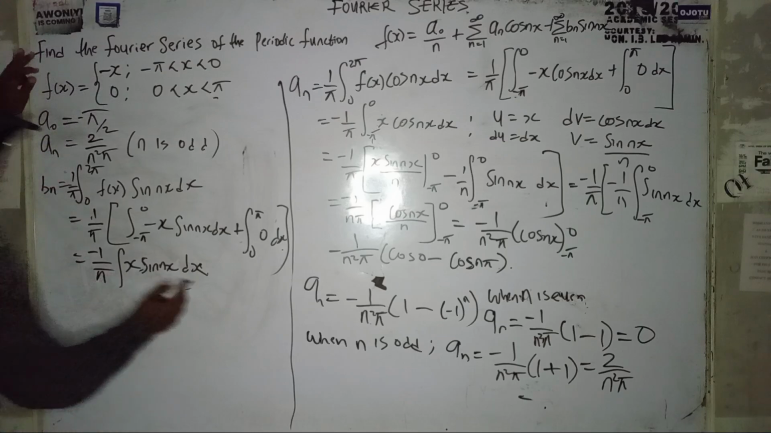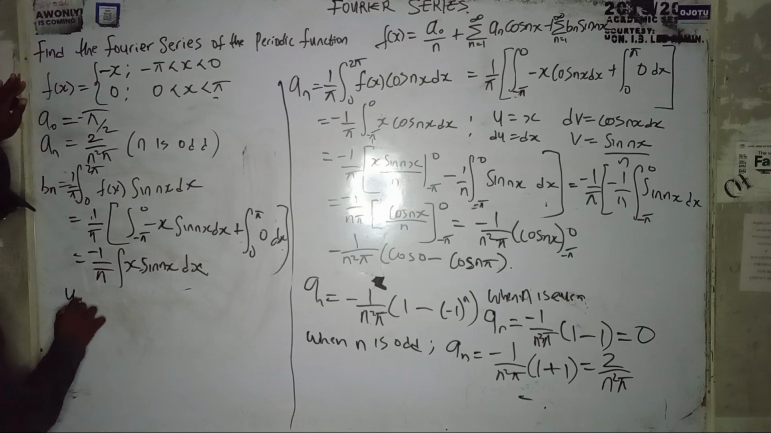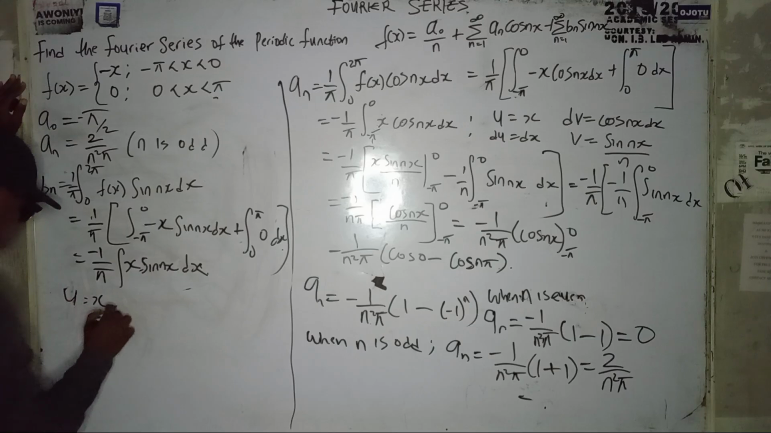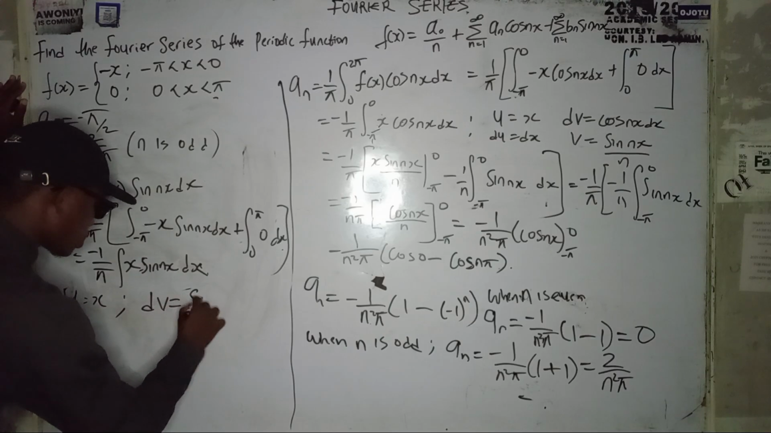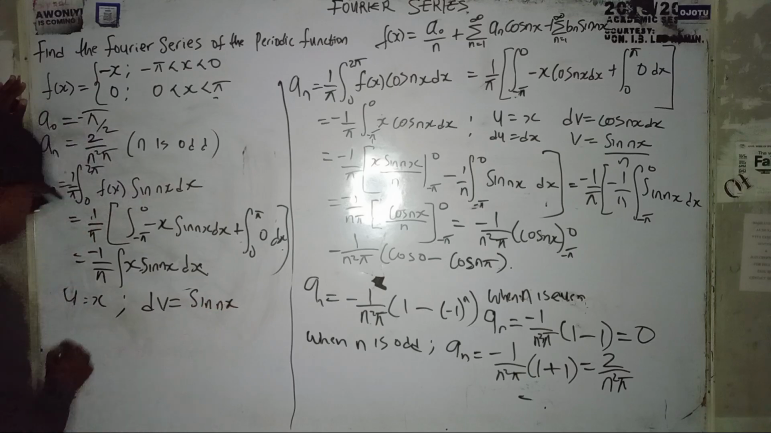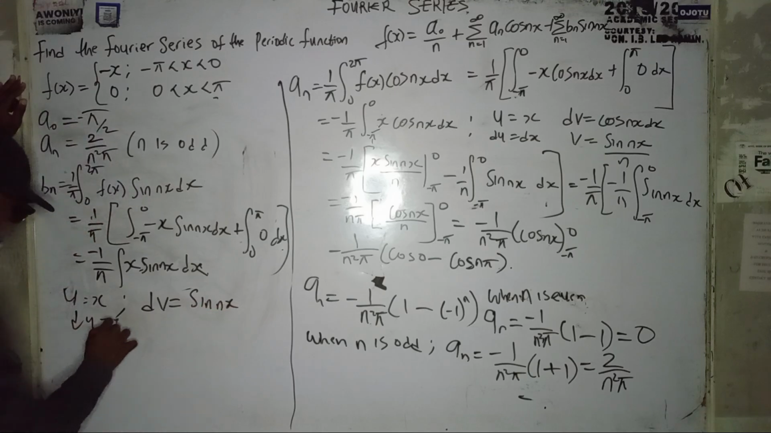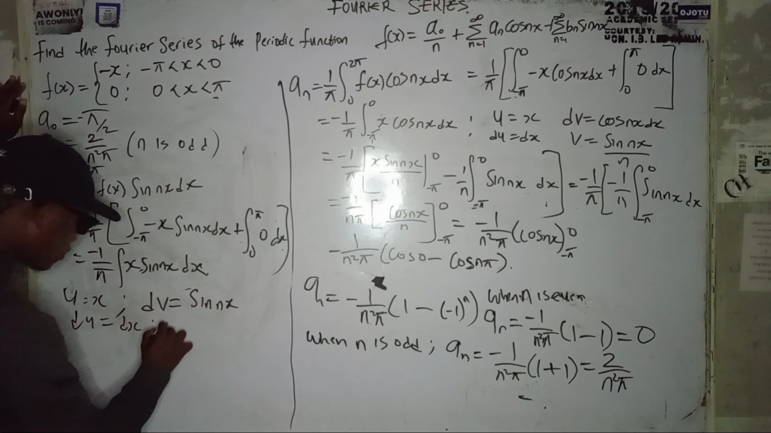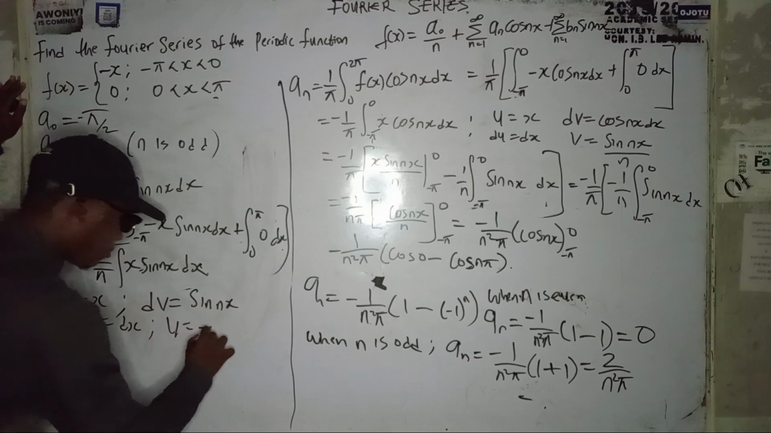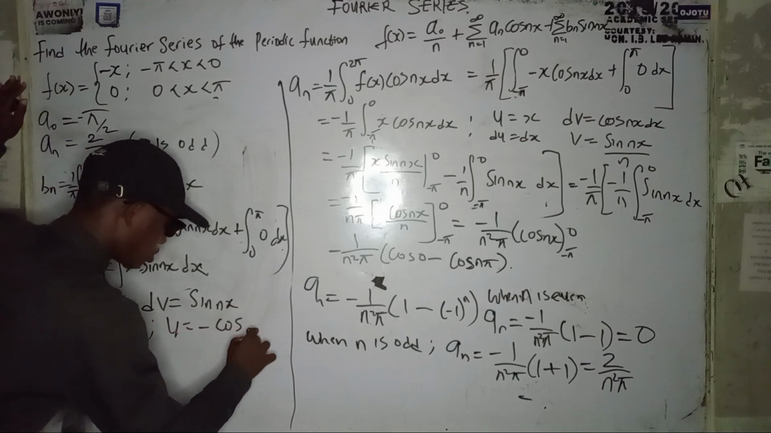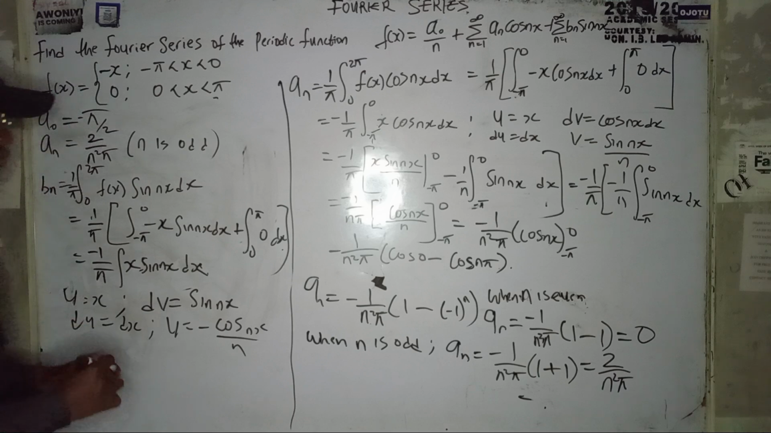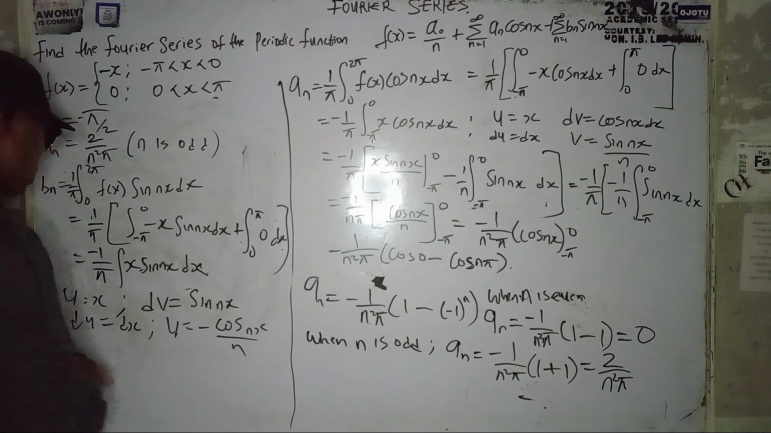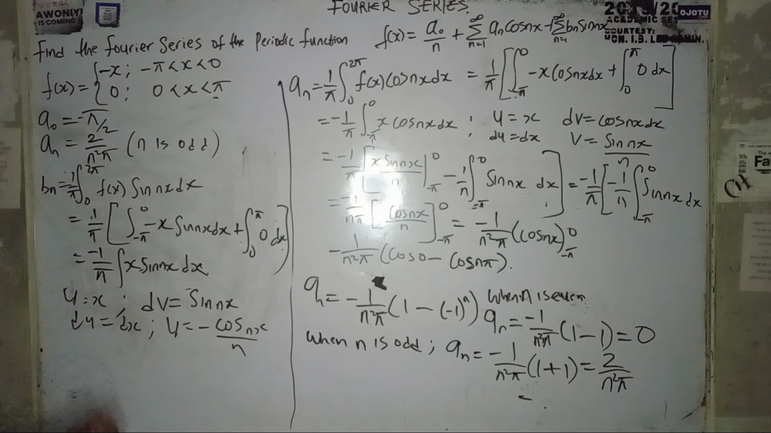The next thing we already know what to do is to use integration by parts. We have our u is equal to x, and our dv is equal to sine nx. So we have our du is equal to dx, and our v is equal to minus cos nx over n. Now that we have our values, we can just use integration by parts.